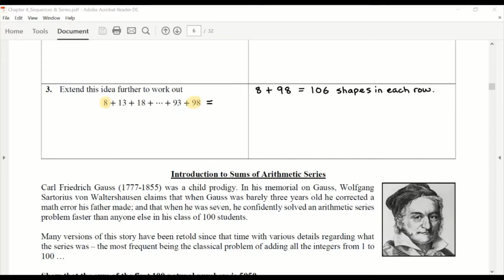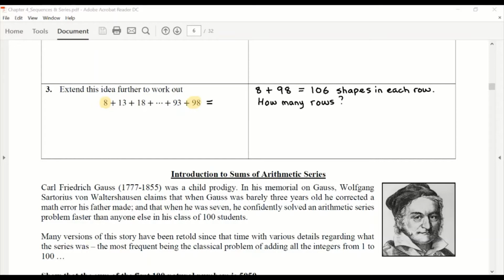First of all, how many rows are there? This is the question. We need to know the number of rows. If you know how many shapes are in each row and you know how many rows there are, all you have to do is find the area of the rectangle, and then divide your answer by 2. But how many rows are there? Well, this is the question.